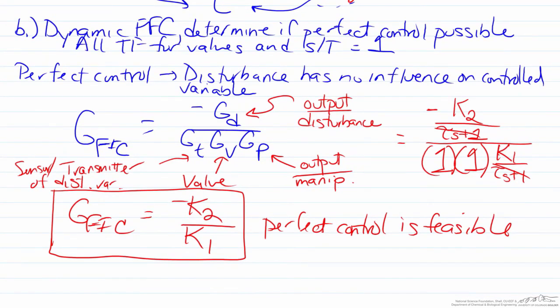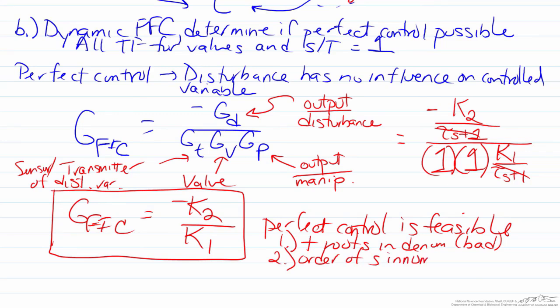And the two major issues here that we would want to check on are positive roots in the denominator. Those are bad. We don't have an issue with that here because there are no powers of s. And the second is that the order of s in the numerator must be less than or equal to the order of s in the denominator. And in this case, the order is both 0. So therefore, this feed-forward controller is perfectly valid, and perfect control is possible, assuming that we had perfect models describing the 4 transfer functions.